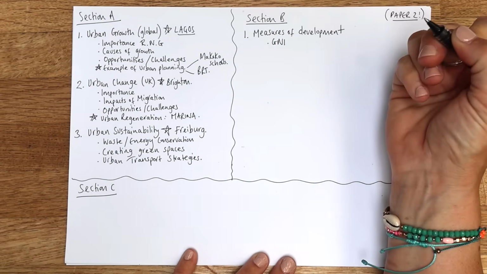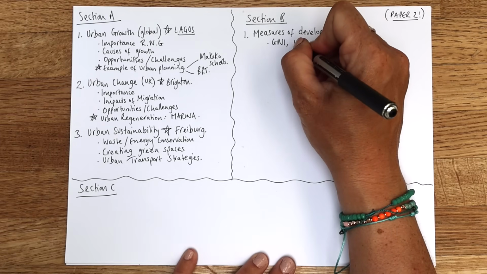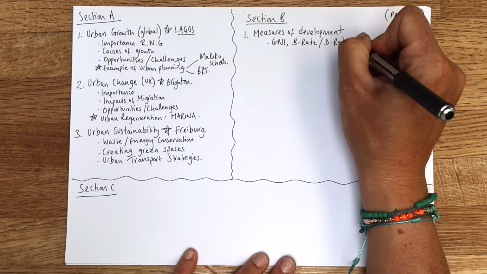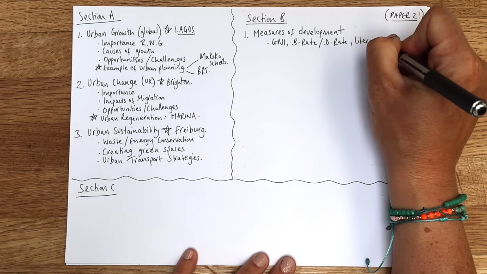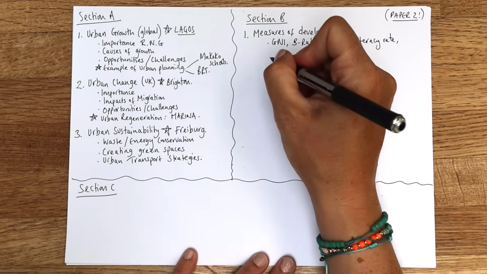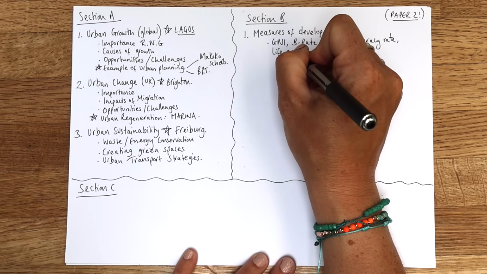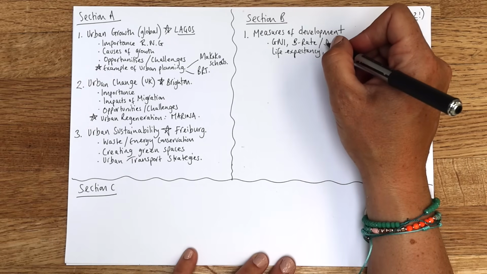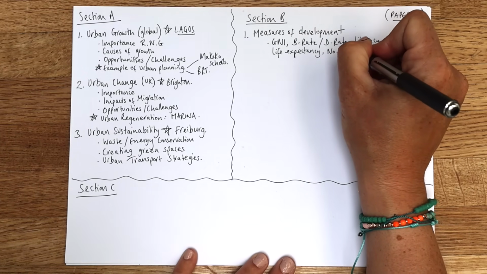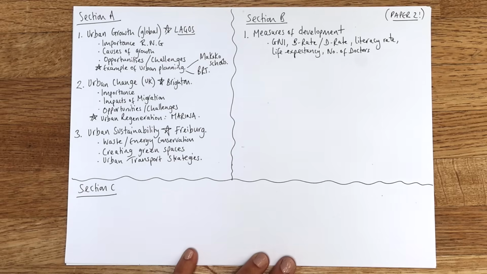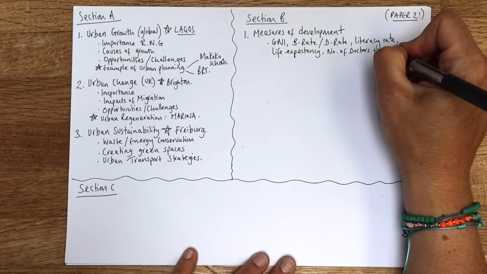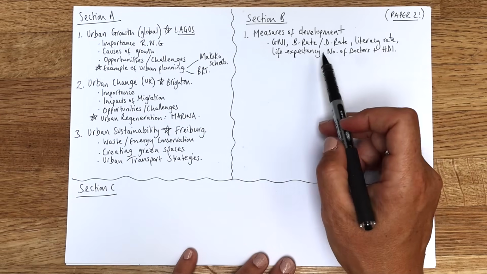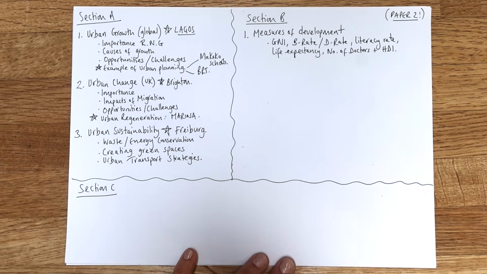So things like gross national income as a measure of development, birth rate, they can use death rate, literacy rate, so the number of people that can read or write. Life expectancy is a really good one. Tells us a lot about a country. Number of doctors, another one, really linked to life expectancy, that one. And HDI, Human Development Index, which looks at 3 different measures. It looks at literacy rate, life expectancy, and GNI.